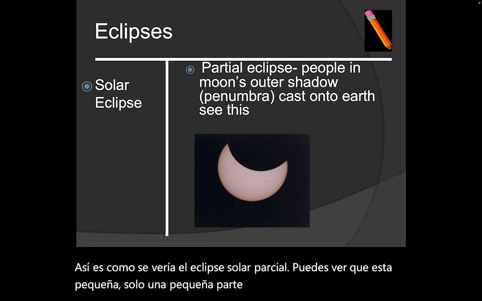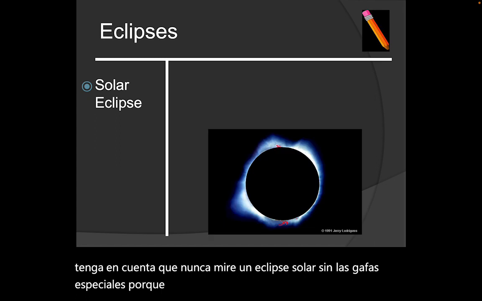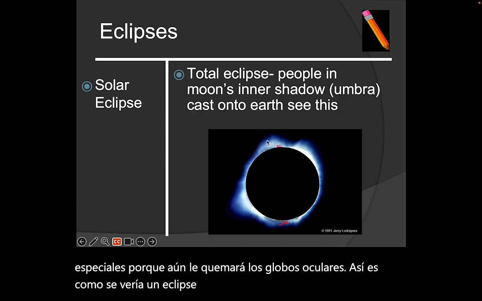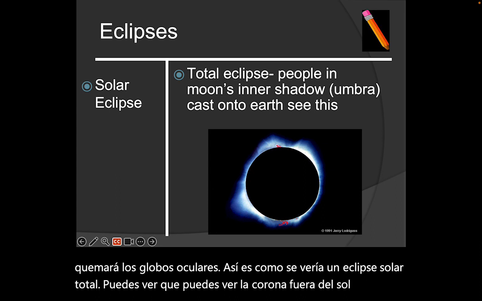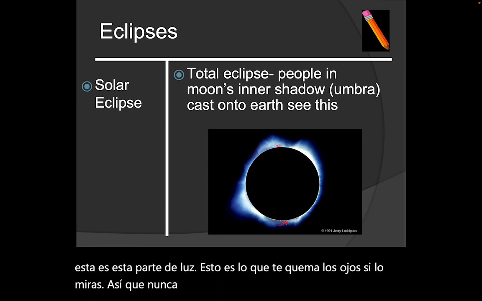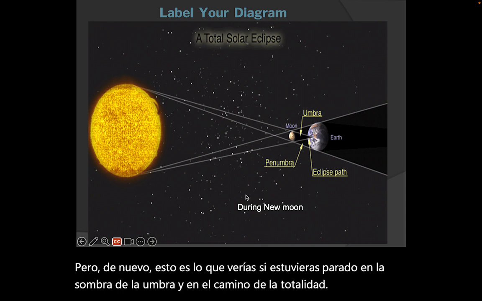Also, note to self, never ever look at a solar eclipse without the special glasses because it will still burn your eyeballs. This is what a total solar eclipse would look like. You can see the corona outside of the sun here, and this light part here is what burns your eyeballs if you look at it. So never look at it without the special glasses. But again, this is what you would see if you were standing in the umbra shadow in the path of totality.